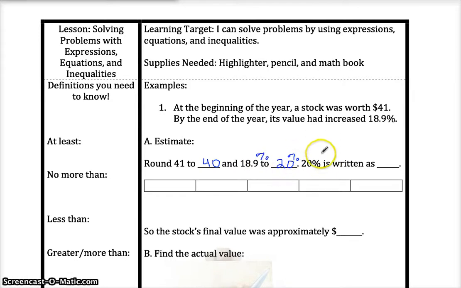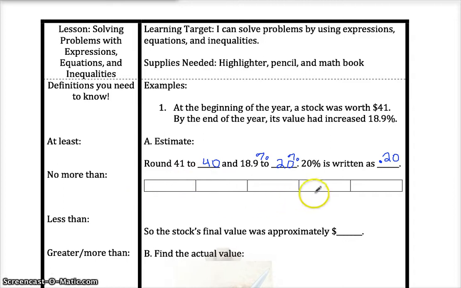And then when we're working with expressions, we don't like to have percentages in expressions. So we want to change percent to something we can work with. And you have the choice of either a fraction or a decimal. And I always prefer decimals when I'm doing these problems. So 0.20 is how you write 20% as a decimal.